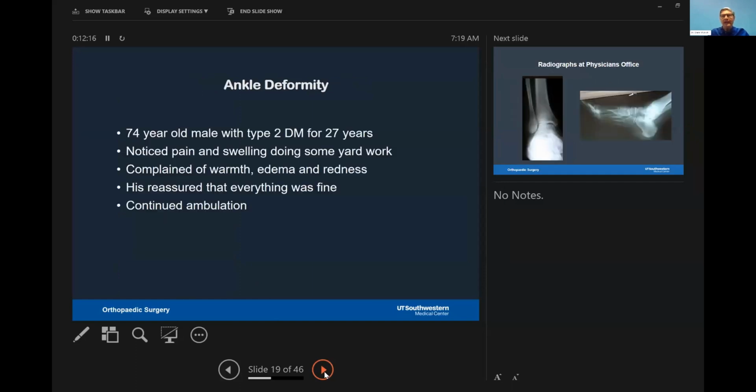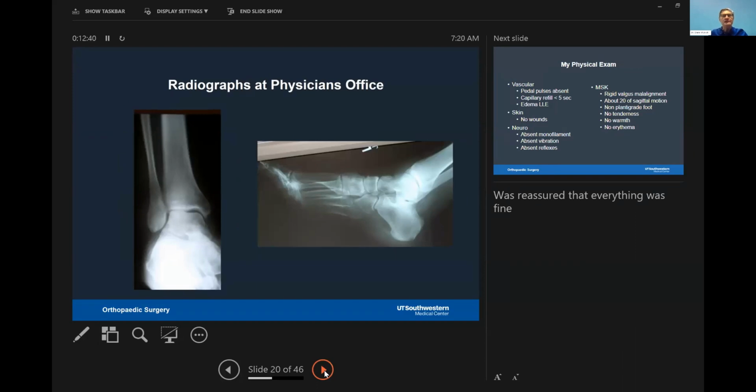I want to go next to an ankle deformity. And this is a patient that I treated probably 7 or 8 years ago, type 2 diabetes for a long time, noticed pain and swelling doing some yard work, complained of warmth, erythema, and redness in his foot, went to see his primary care physician, and his physician reassured him after taking x-rays, and I'll show you the x-rays, and he continued to ambulate. These are his x-rays, and you know, they're not the greatest quality of x-rays, but they're sometimes what we get. And there's a subtle finding in here, which I'll show you in a little bit, but he was reassured that this was normal, and he continued to walk on it.